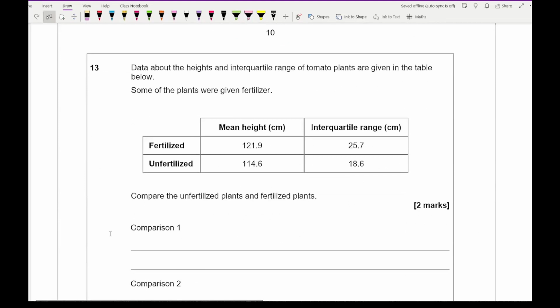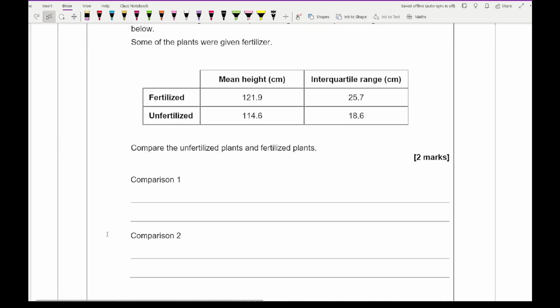Then moving on to question 13, it says data about the height and the interquartile range of tomato plants are given in the table below. Some of the plants were given fertilizer, and it says compare the unfertilized plants to the fertilized plants. Now with the two comparisons, you want one statement to be comparing the mean and the other statement to be comparing the interquartile range, or the spread.